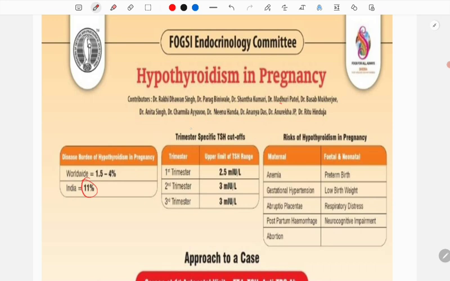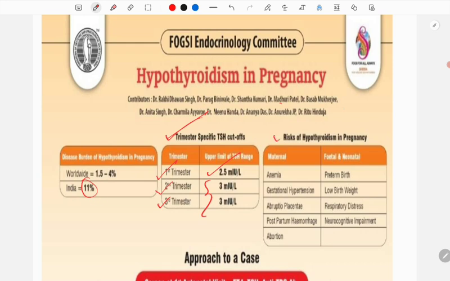So there is a trimester-specific TSH cutoff. You have to remember that in the first trimester the TSH upper limit is 2.5 milli international unit per liter. In the second trimester and the third trimester the cutoff is almost the same, that is 3 milli international unit per liter.